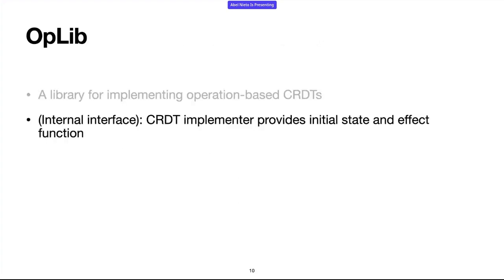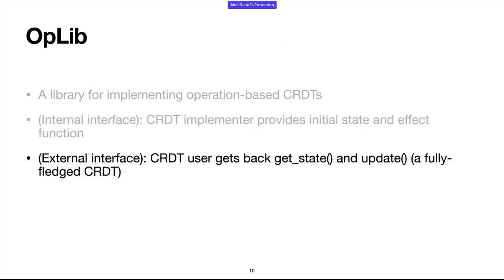So this is OpLib. This OpLib library that we have implemented on top of the causal broadcast protocol has two interfaces. There's an internal interface for the CRDT implementer. They have to provide the initial state for the CRDT and this effect function, and they also have to prove a number of properties for those. And then there's an external interface, which is for the user of the CRDT. What they get back out of the library is two functions: a function to query the state of the data structure and a function to update the state of the data structure. But now it's not just a purely functional implementation. Now it's this propagated data type with all these other properties that I mentioned.